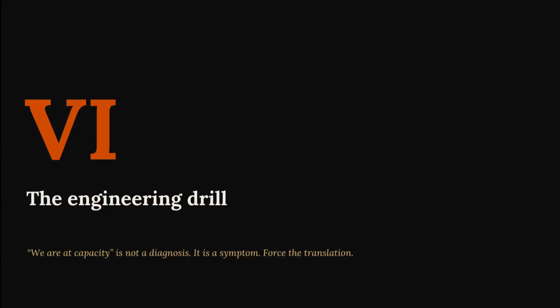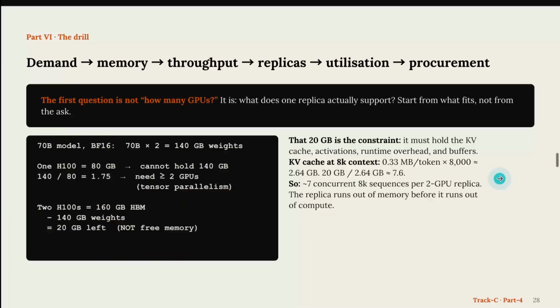And that brings us to the engineering drill. At the beginning of this session, we said, hey, if the infrastructure team comes and says, we need 64 GPUs of H100s, how do we answer it? If somebody says we are at capacity, how do we handle that situation? We need to treat this as a problem that needs arithmetic or calculations. We need to force the translation into numbers.